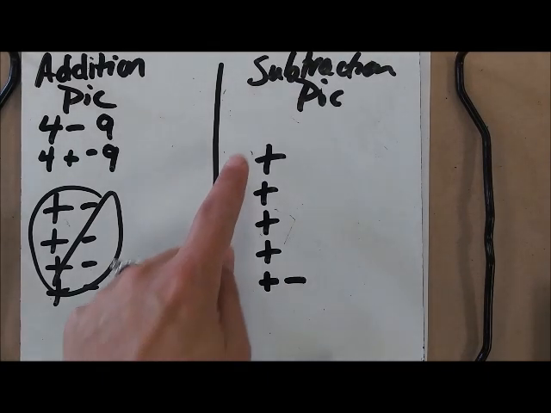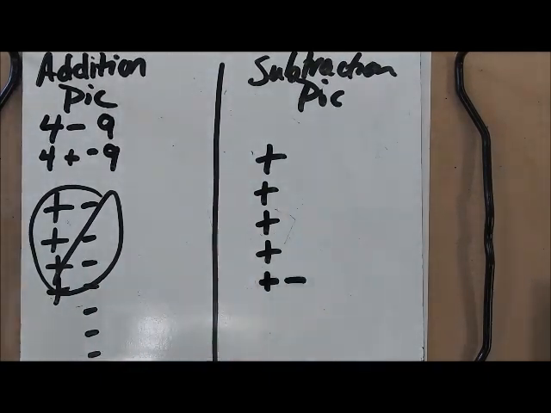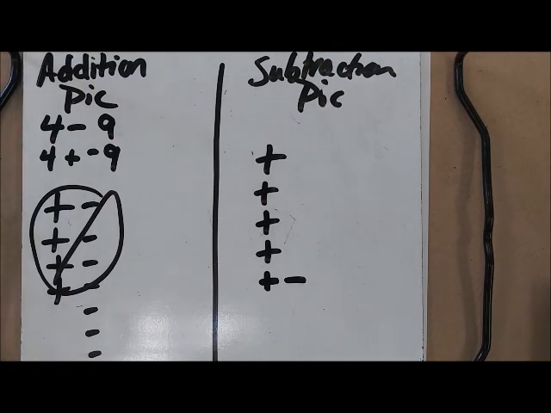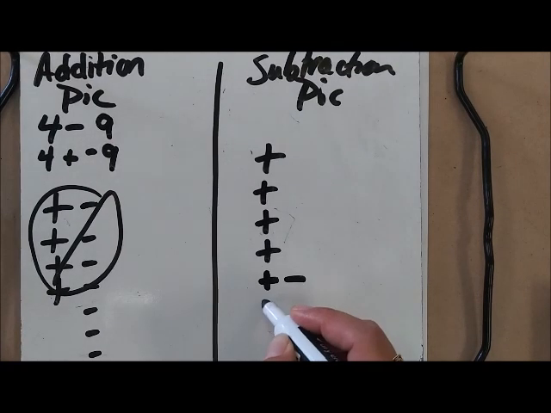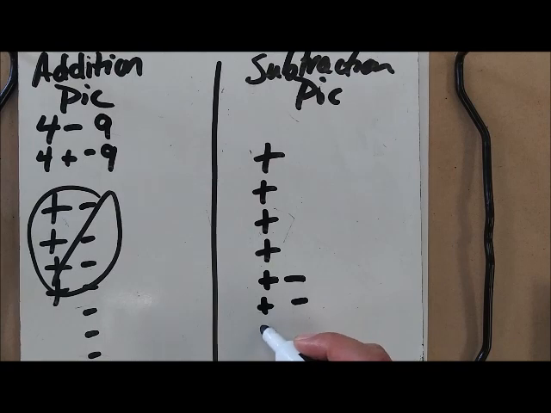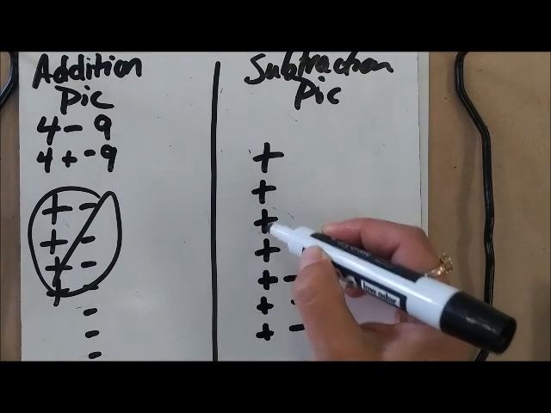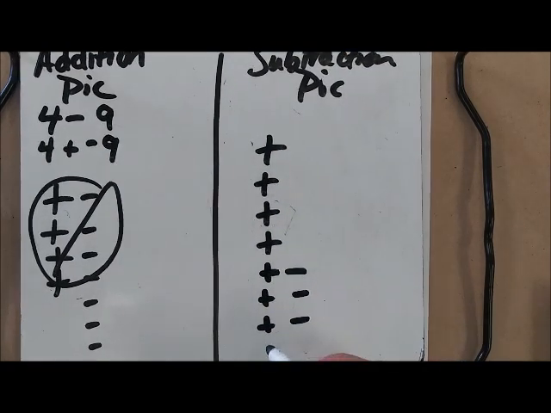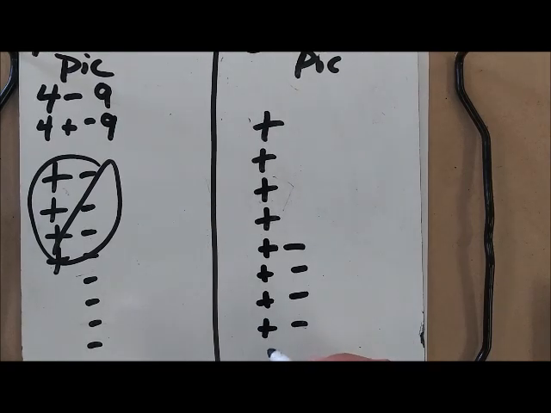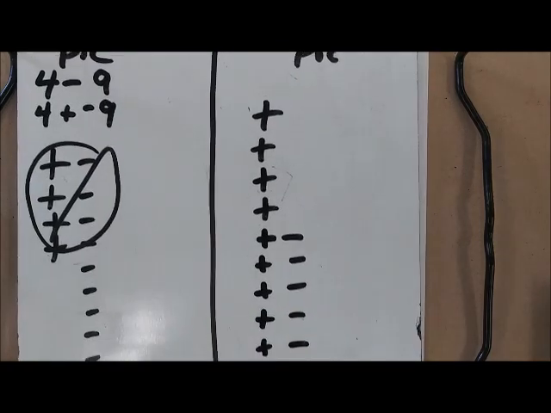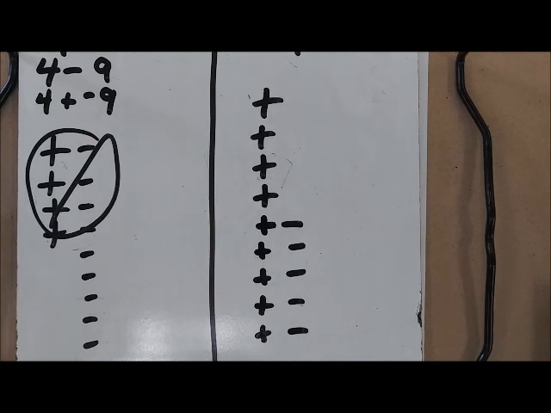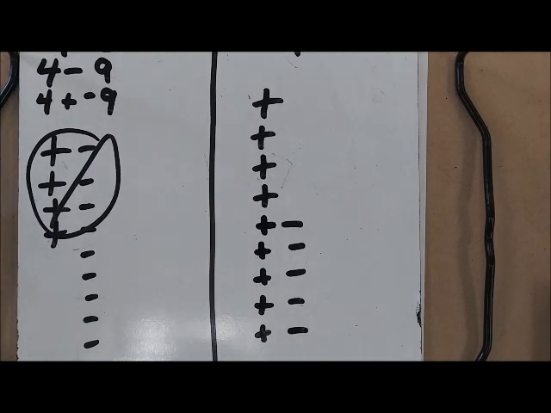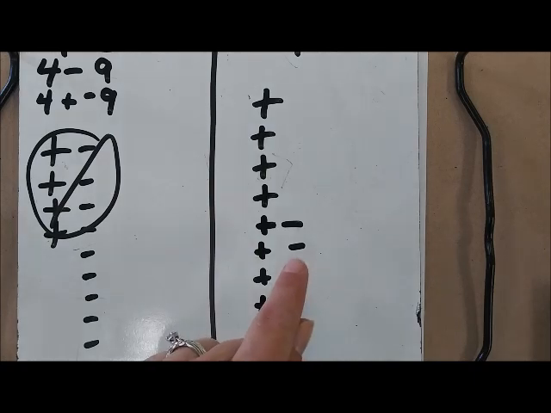Cool. 1, 2, 3, 4, 5 positives. Hey, if I keep doing that, I can get 9 positives. So I'm going to add another 0 and another 0. I'm up to 7 positives, 8, 9. So all I did was add a bunch of zeros. Adding zeros doesn't change anything. Now I see 9 positives. I still have the number 4 on my paper, right here, 4, 0.